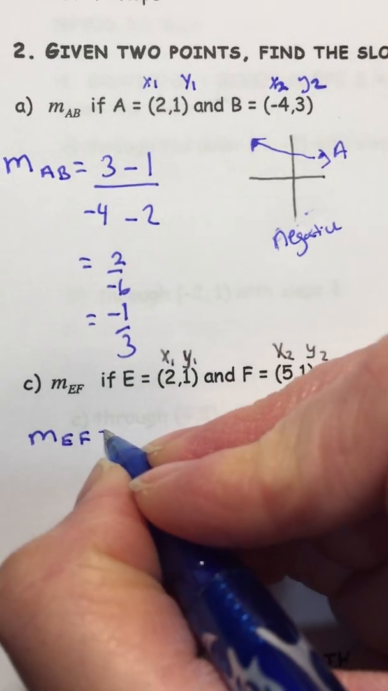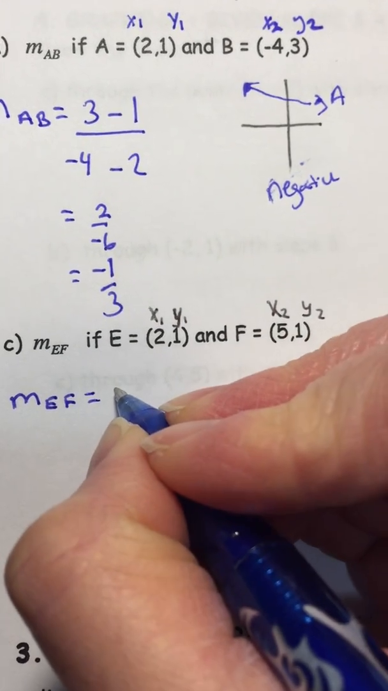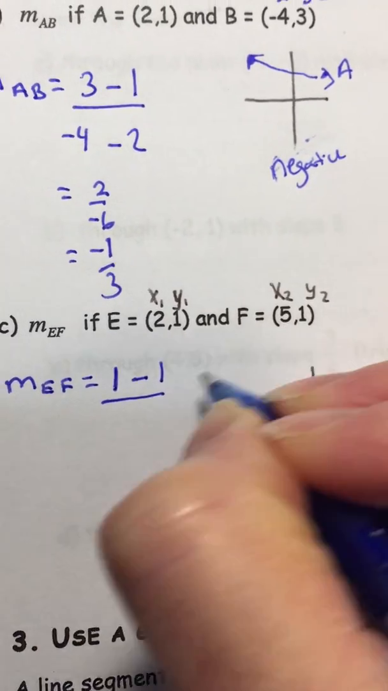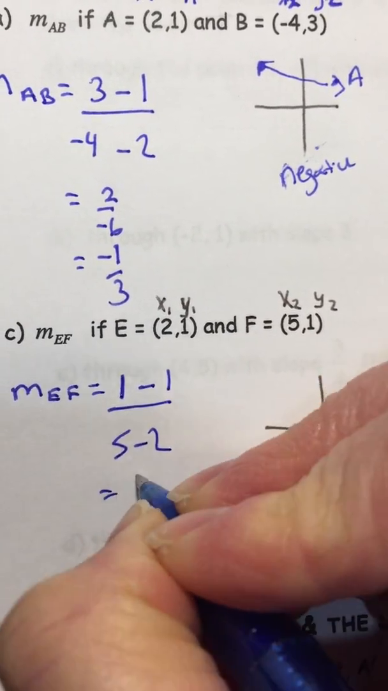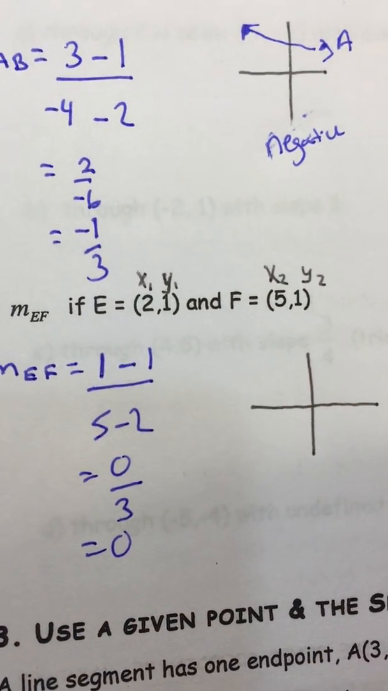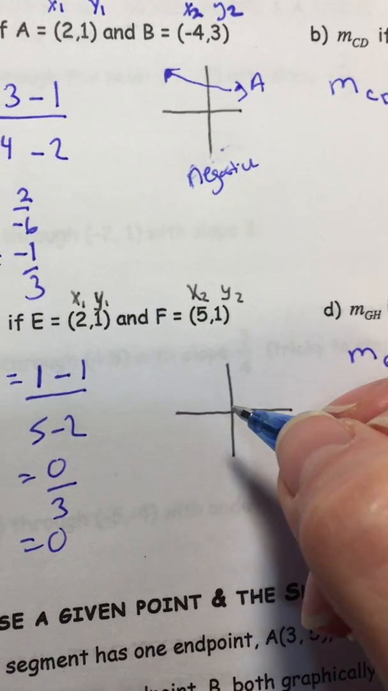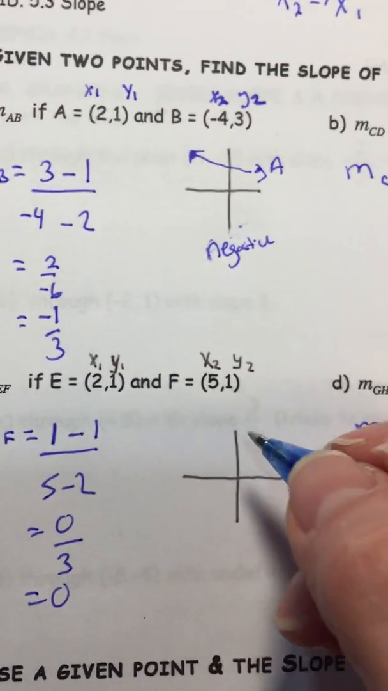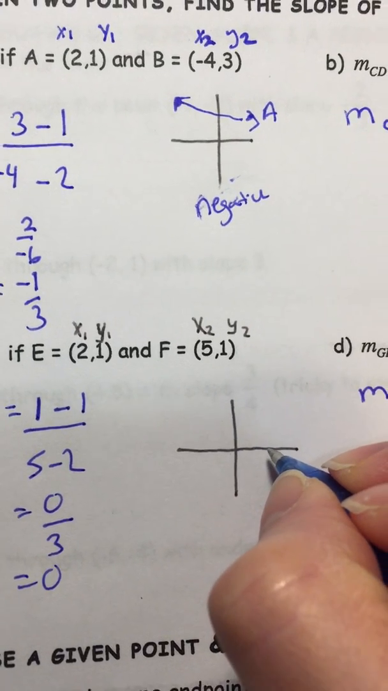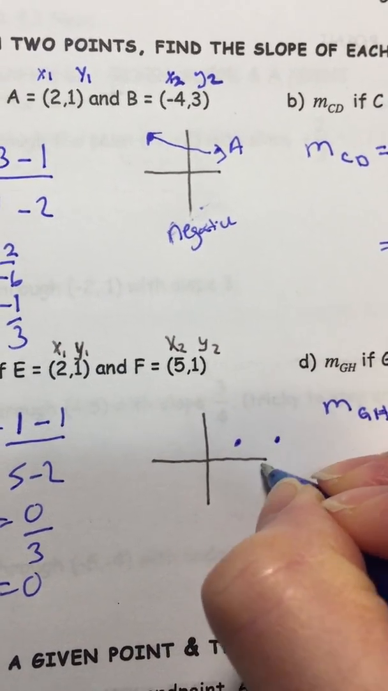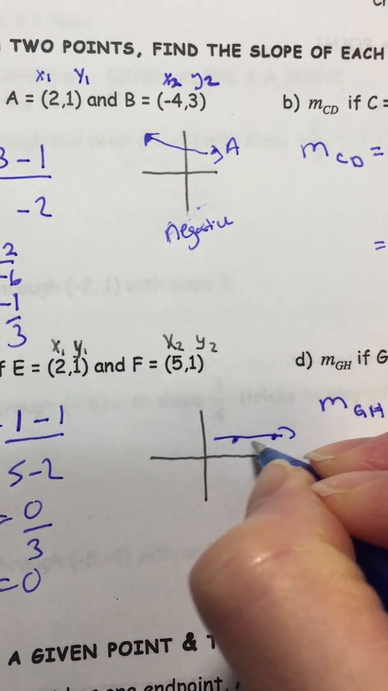Next one here, slope of EF, y2 is 1. Subtract 1 over 5, subtract 2, we get 0 over 3. Hey, that's 0. Let's see if that makes sense. If we remember, this line should be horizontal if its slope is 0. So let's check. Point E is at 2, 1, and point F is at 5, 1. Oh, that makes sense. That's a horizontal line.